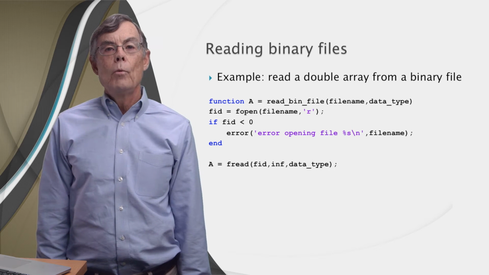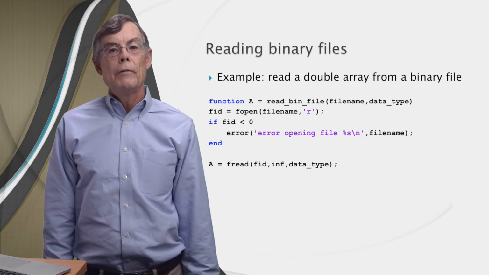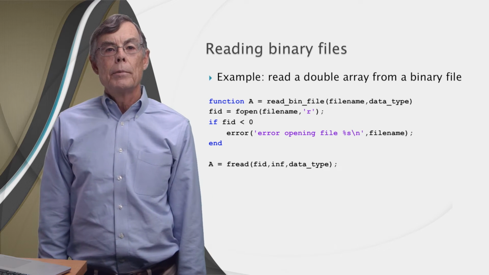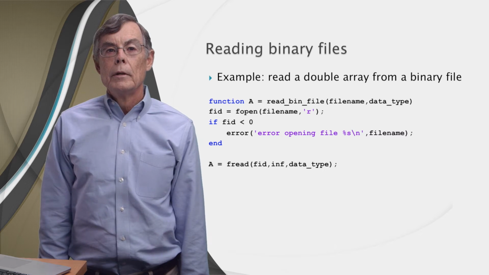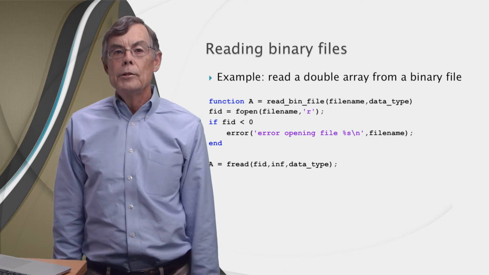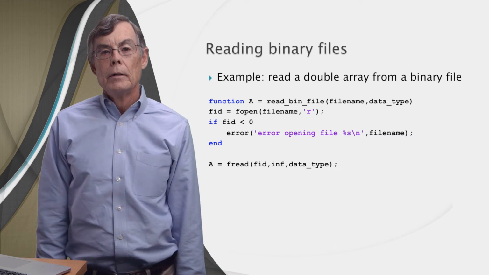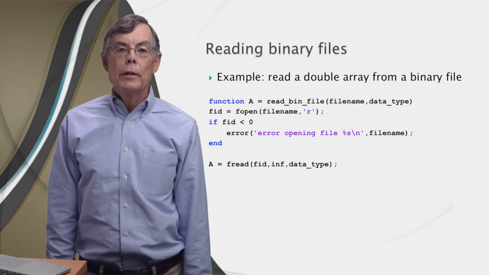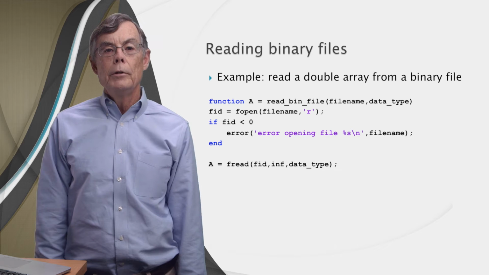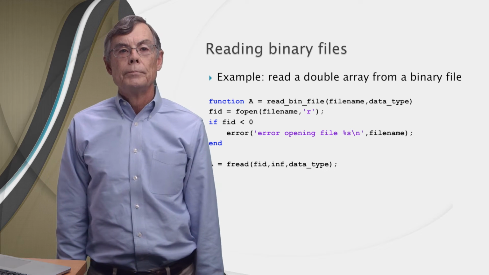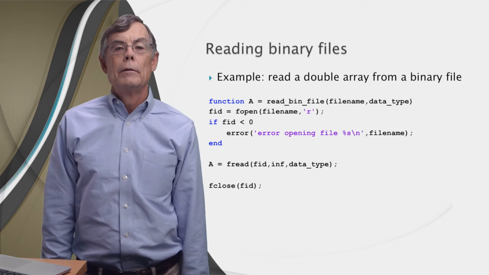Reading the array is another one-liner. The fread function takes the file identifier, the number of items to read, and the data type, and it returns the values it read. Here, instead of specifying the exact number of items, we specify Inf, meaning infinity. That causes it to read everything in the file. That's the easy way to get all of them, and it's what you do when you don't know or don't care how many numbers are there. Finally, as always, we close the file.